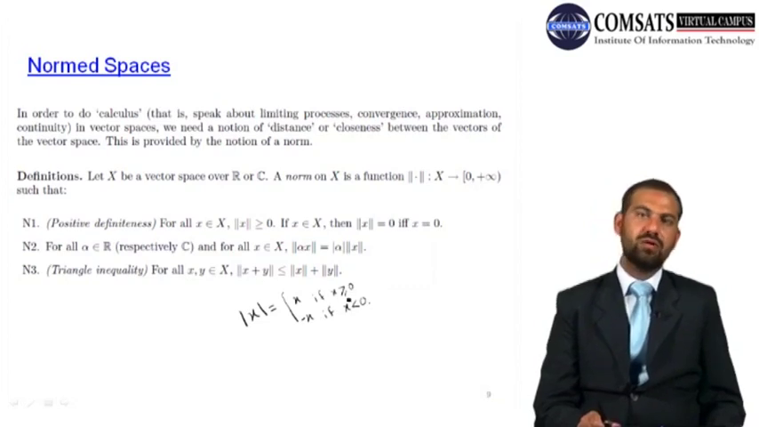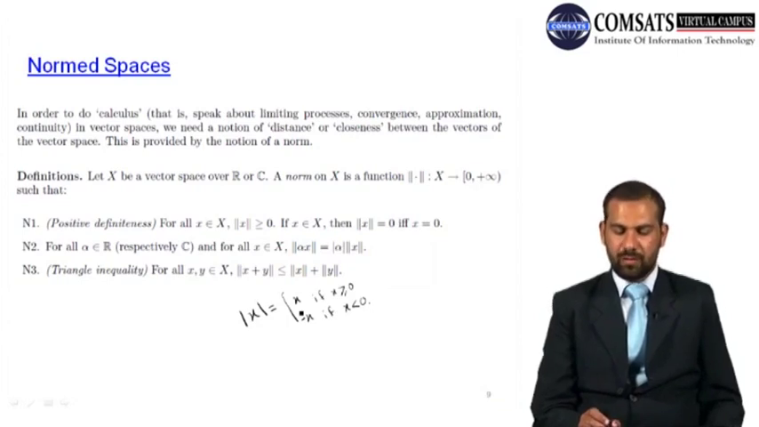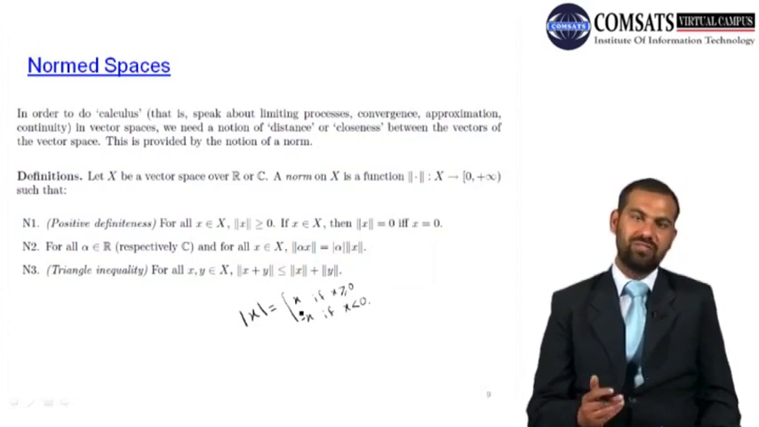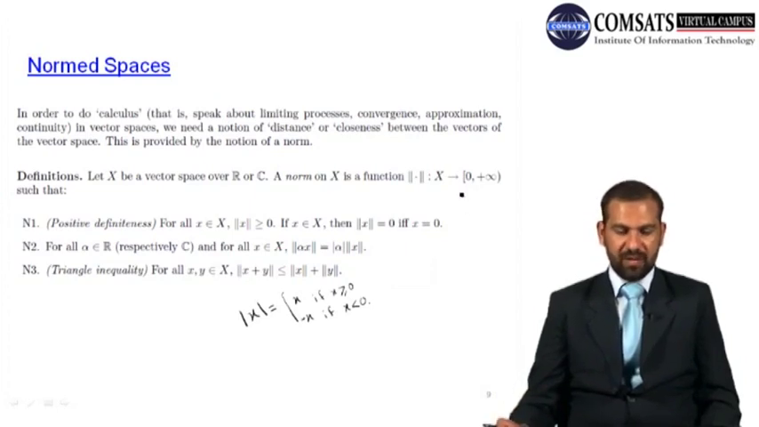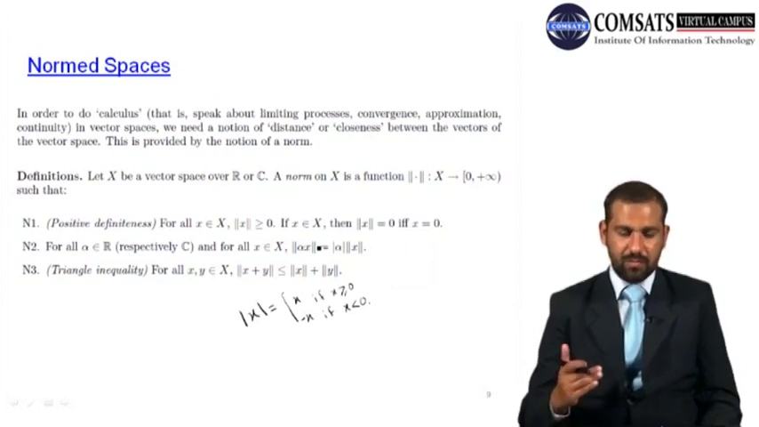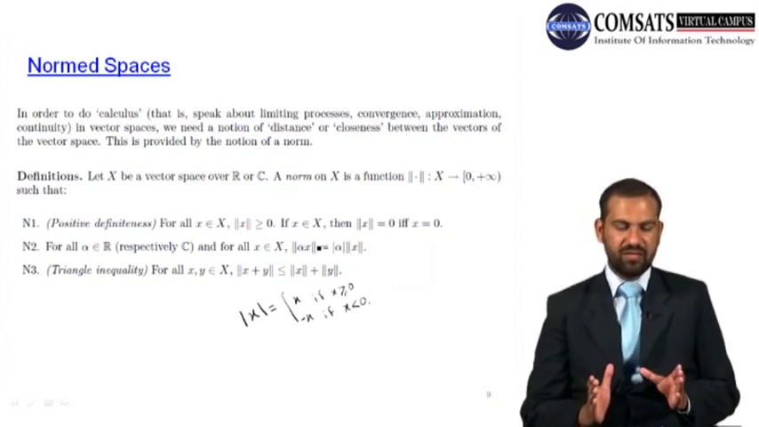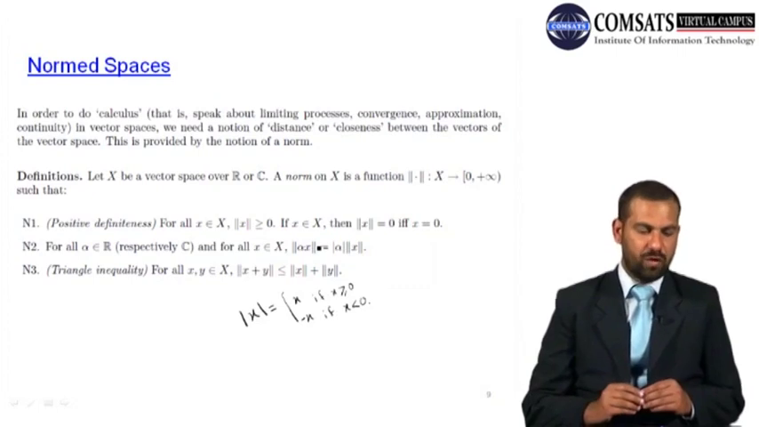Positive, or you say non-negative. For the non-negative, the values remain the same because the mod of 0 is 0, but the mod of minus 7 is minus times mod of 7, which makes plus 7. Minus times minus makes plus. So if these properties are satisfied, then we say that it's the second characteristic of a norm space.